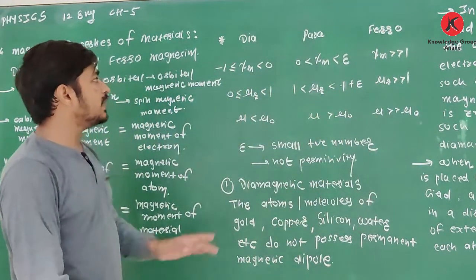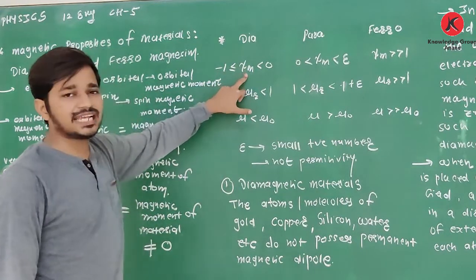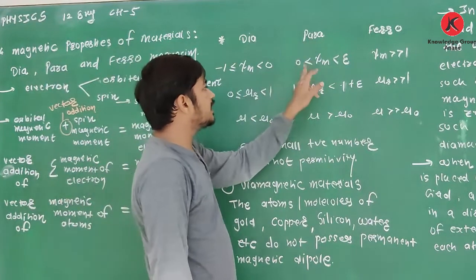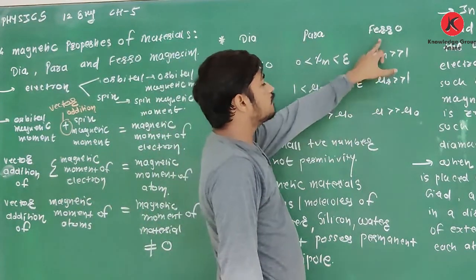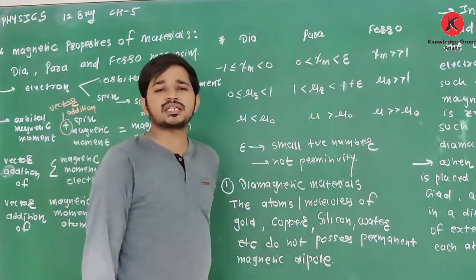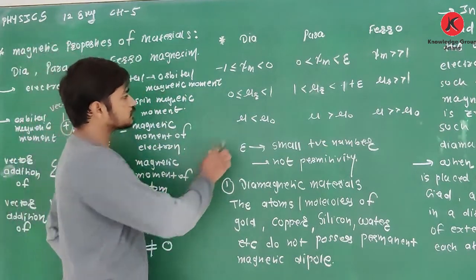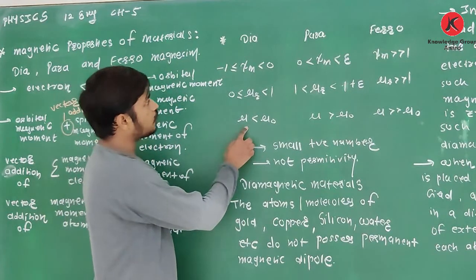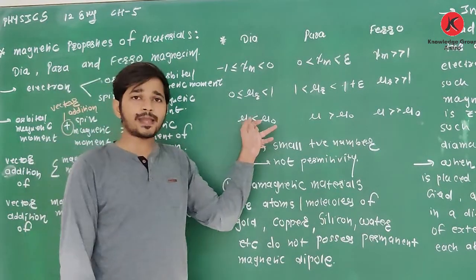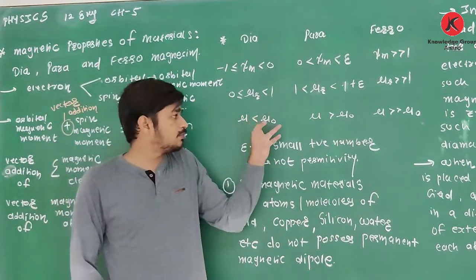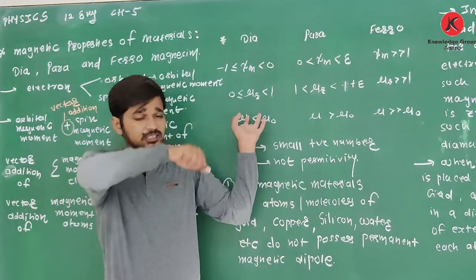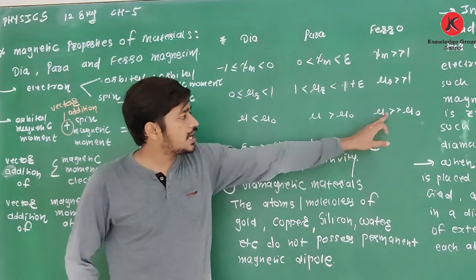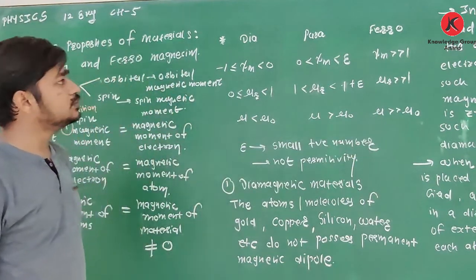For diamagnetic material, chi m, that is magnetic susceptibility, is from -1 to 0. For paramagnetic, it is from 0 to epsilon. And for ferromagnetic material, it is very much greater than 1. The same relations hold for mu r, that is relative permeability, with respect to the permeability of free space, or we can say air: mu less than mu 0, mu greater than mu 0, and here mu is very much greater than mu 0.